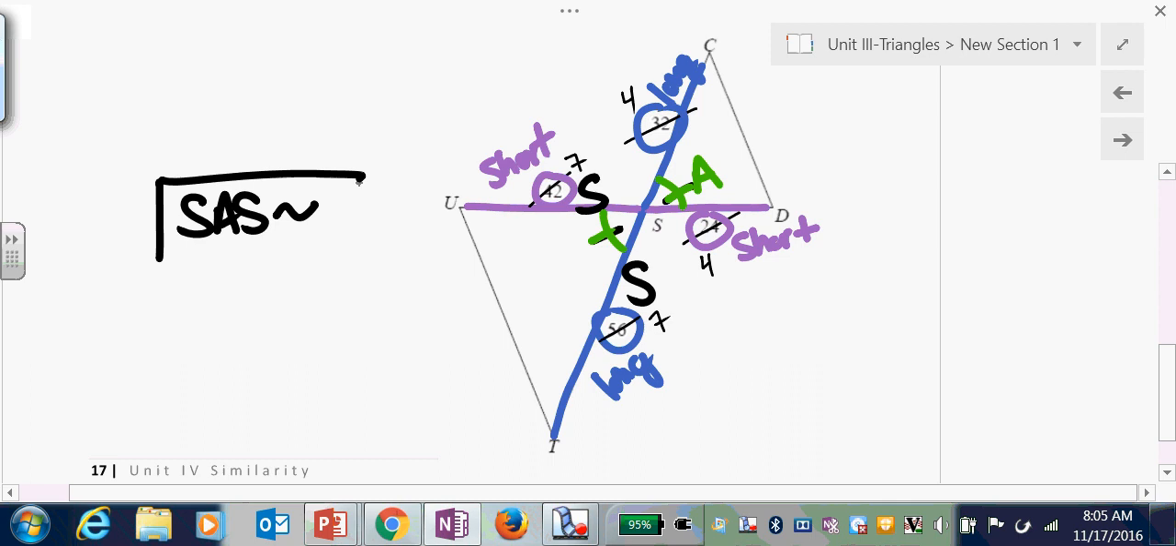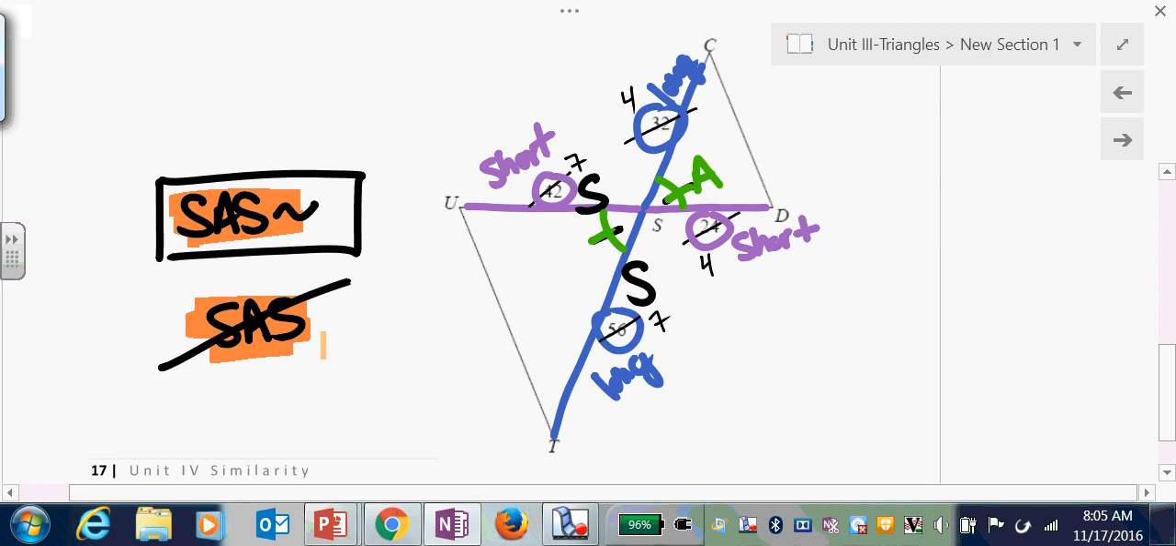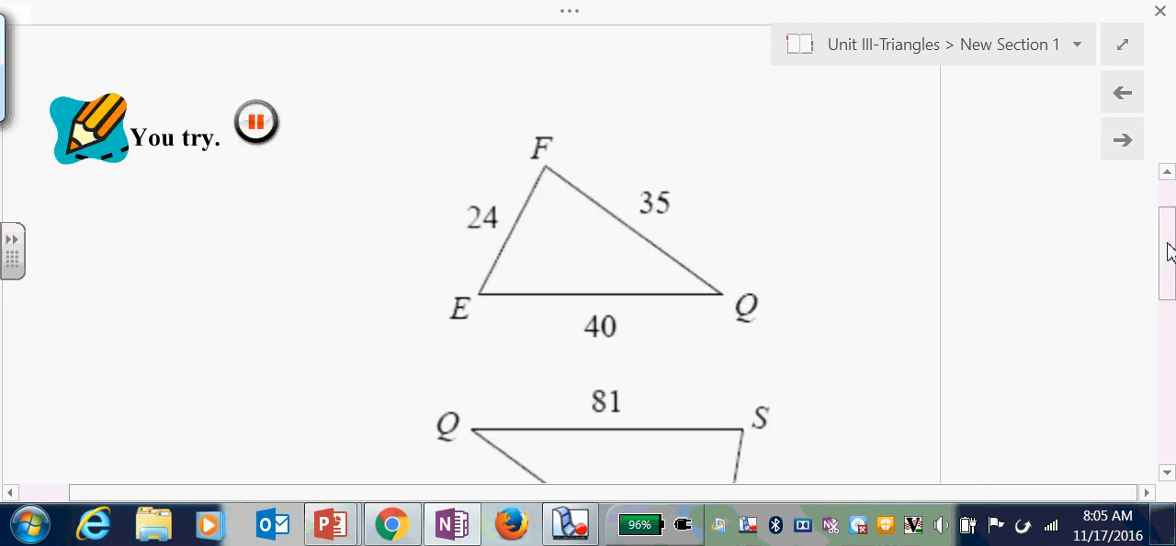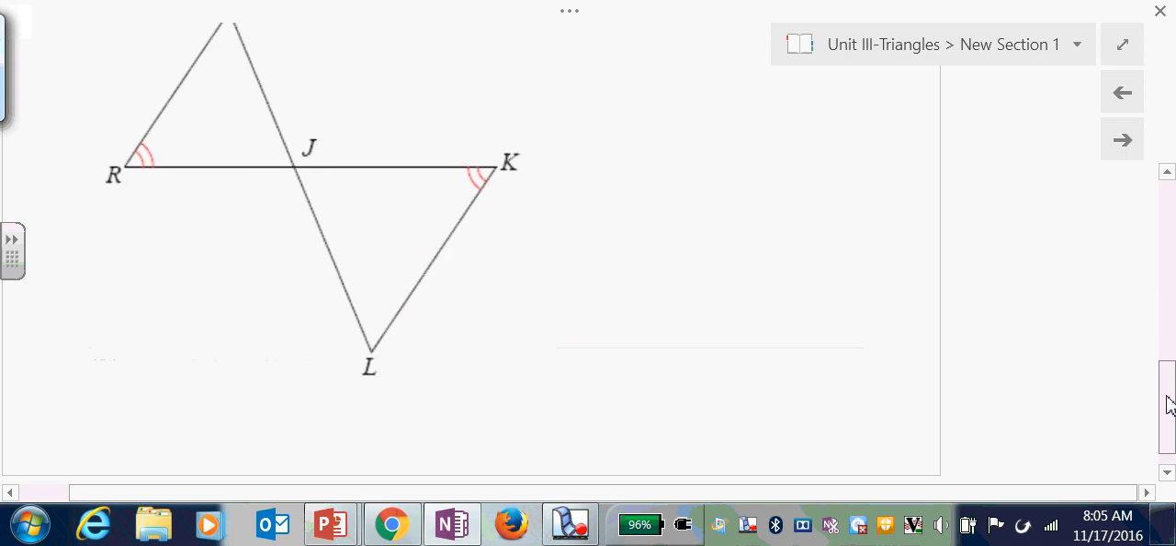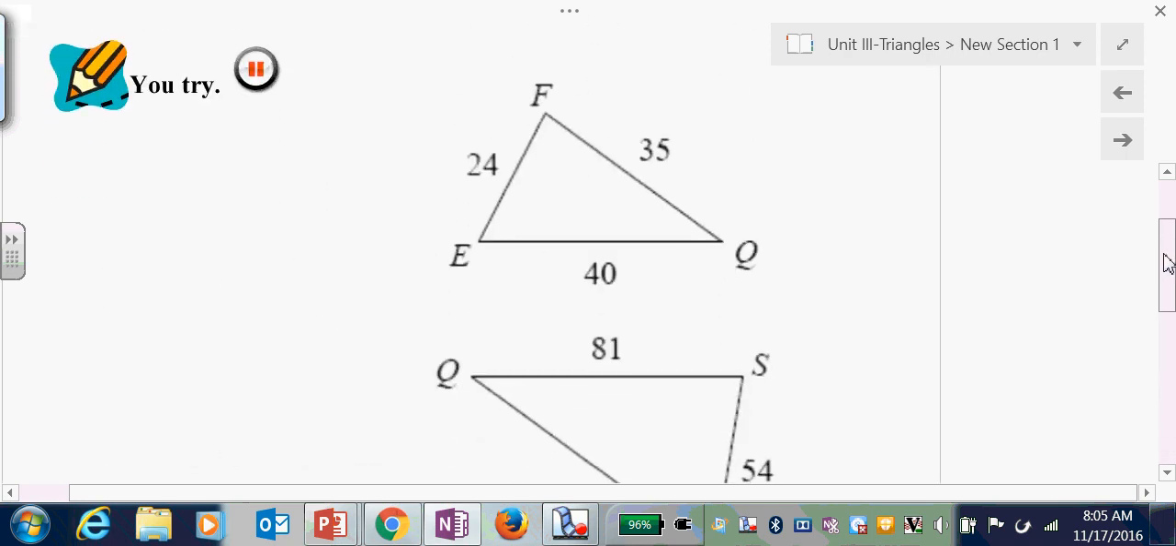You have to get that similarity sign because you don't want to mix it up with side, angle, side congruency. These are two different items. Watch out for the difference between side, angle, side similarity and side, side, side congruency. Ready? This page you're going to do on your own. Pause the video, do the work, restart.